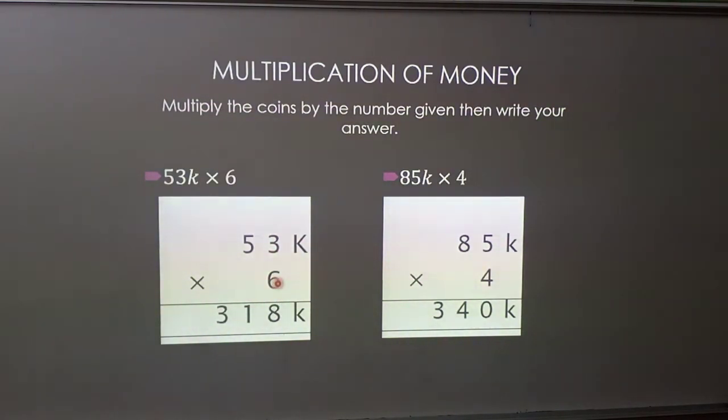Since all we are given is in kobo, we can just write 53, then write a k after it, and then times 6. Notice this is not 6 kobo, this is just 6, the number. This is the number of 53 kobos we have. So 53 times 6 is going to give you what? I'm going to get my pen because we are going to be using the pen here. So we have 53 times 6.